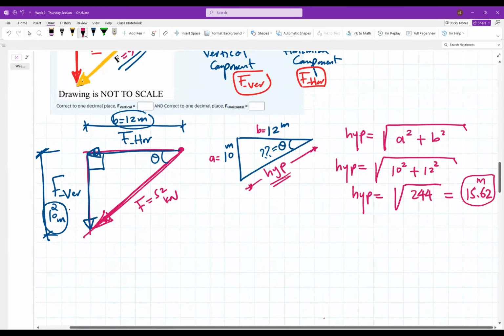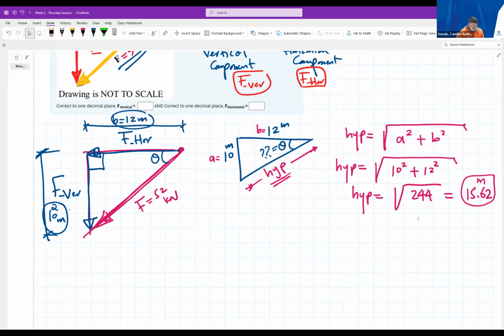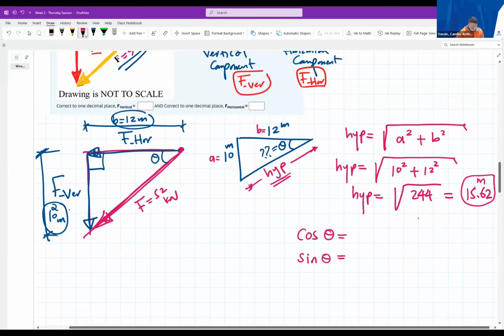Is that okay? Is that clear? Okay. That's good. So we find the hypotenuse as 15.62. So now, if I ask you for sine and cosine, can you find them? What is cosine? It'll be 12 over 15.62.